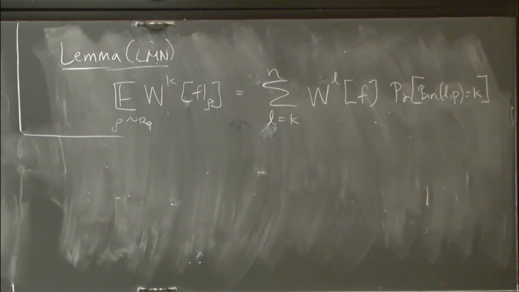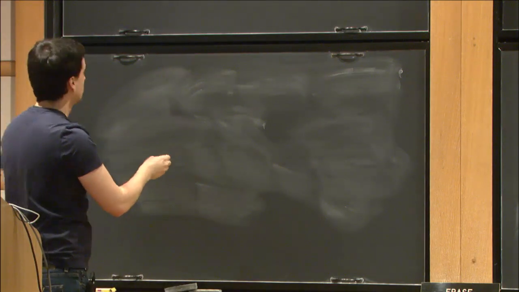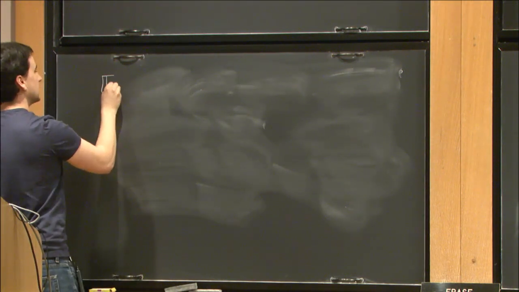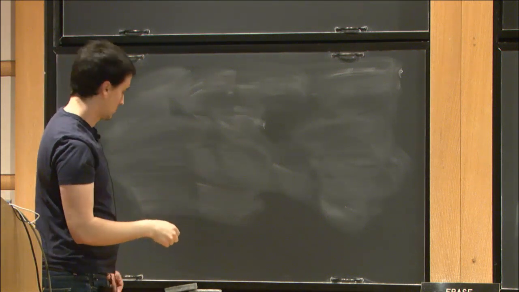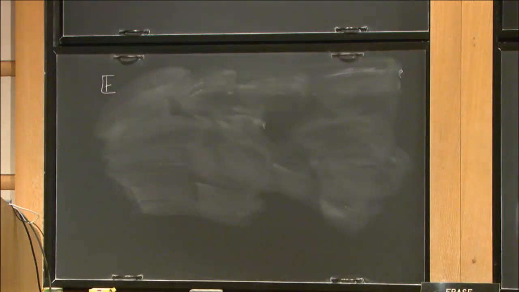So why does this imply the switching lemma property? Okay, let's write it. Maybe I will continue it here. So let's write it down. What does this mean?